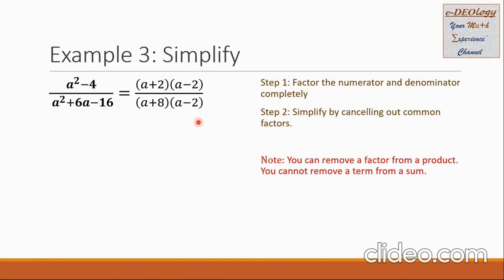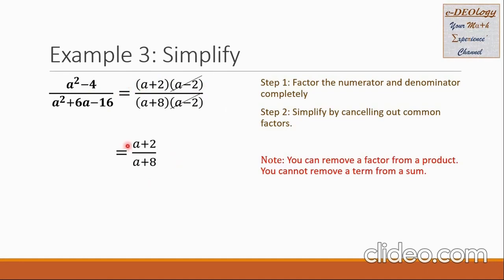Now, we will cancel the common factor, and that is the a minus 2. So in cancelling, we will now go to the next line. We will copy the remaining factors. In the numerator, it is now the a plus 2, and in the denominator, it is the a plus 8.